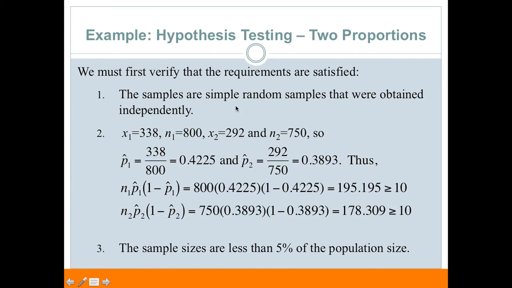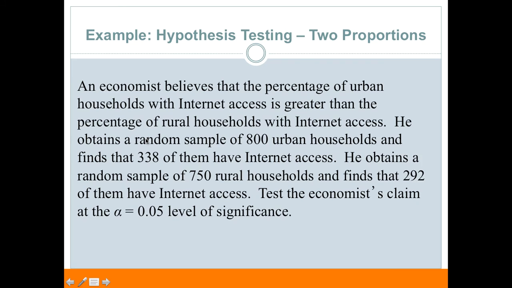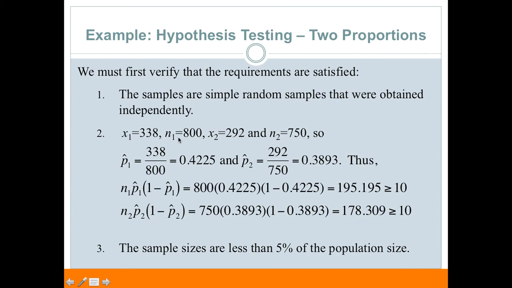Now it said that we used simple random samples, so that part is good. The number of successes for, I think this was urban, yes, is 338 out of 800 total. Number of successes for rural was 292 out of 750 sampled. So our p1 hat is going to be the 338 out of the 800, and our p2 hat is going to be the 292 out of the 750. And we have decimal estimates for each of these, 0.4225 and 0.3893.